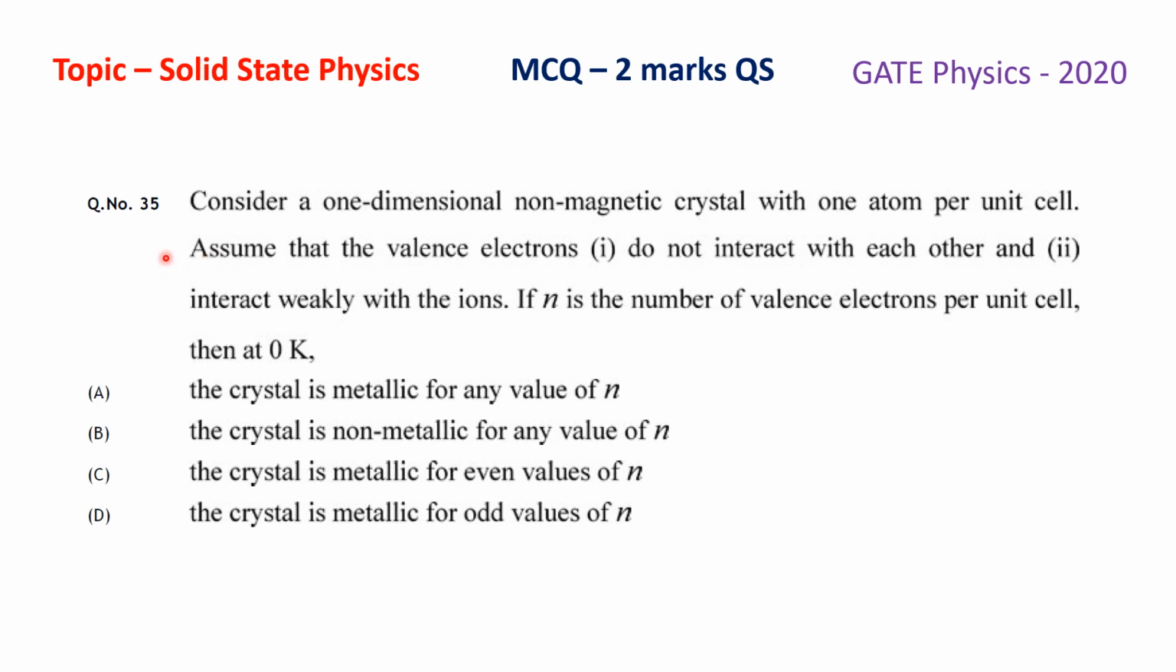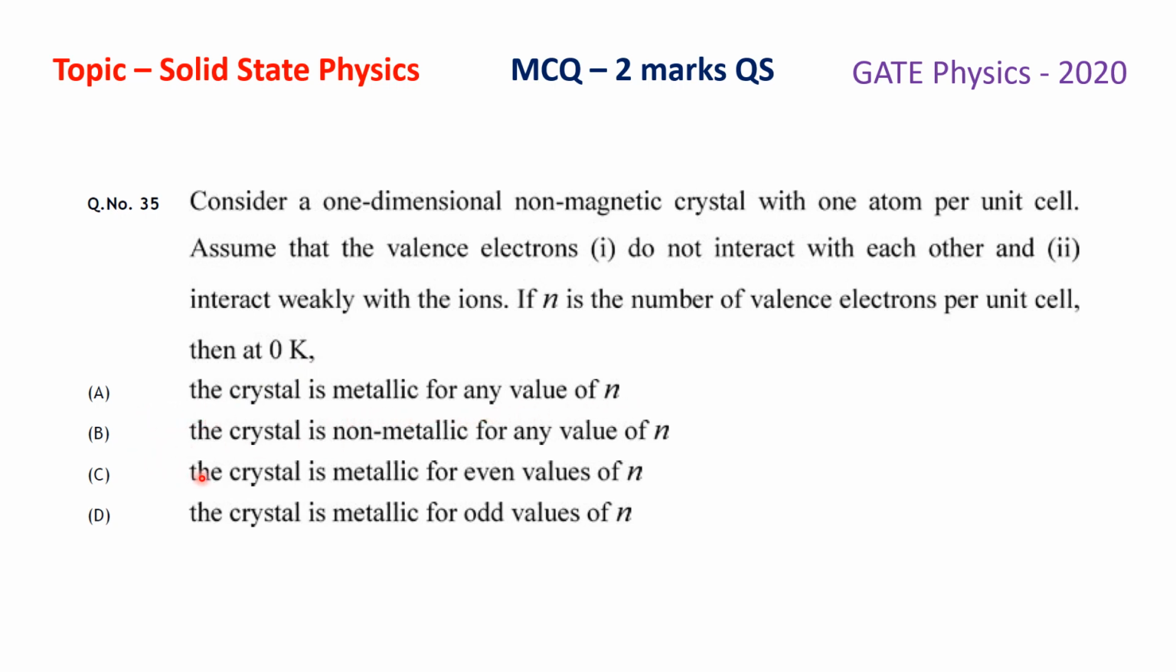The question is, consider a one-dimensional non-magnetic crystal with one atom per unit cell. Assume that the valence electrons, number 1, do not interact with each other, and number 2, interact weakly with the ions. If n is the number of the valence electrons per unit cell, then at 0 Kelvin, option A, the crystal is metallic for any value of n.